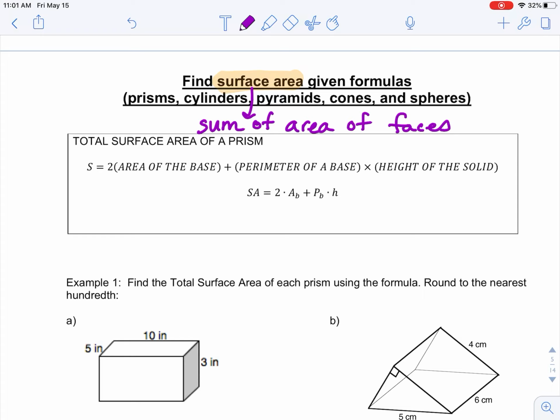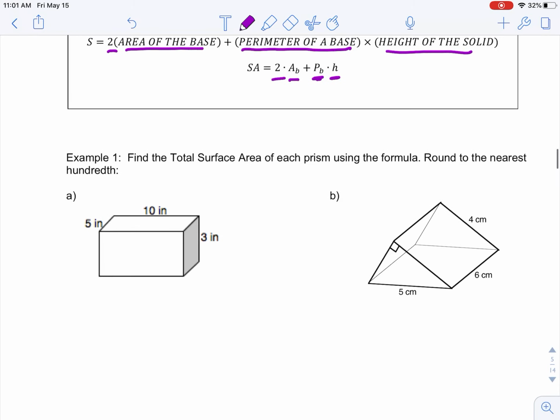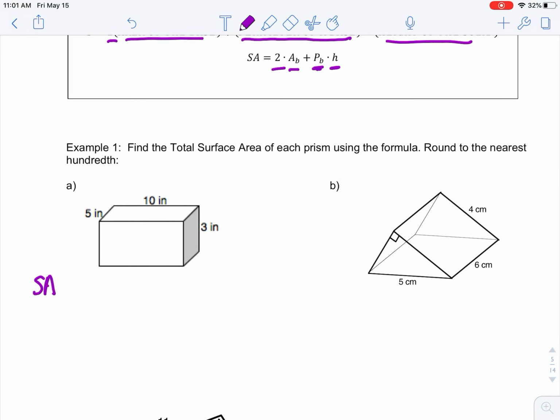So the first one we're going to start off, we're going to talk about the surface area of a prism. Okay, so for any prism, you take 2 times the area of the base. That's what that is right there, A sub B, that's the area of the base, plus the perimeter of a base times the height of the solid. Okay, so I'll walk you through it because I know it's tricky, and then I'll let you practice some. So here's our formula. Surface area equals 2 times the area of the base plus the perimeter of the base times the height.